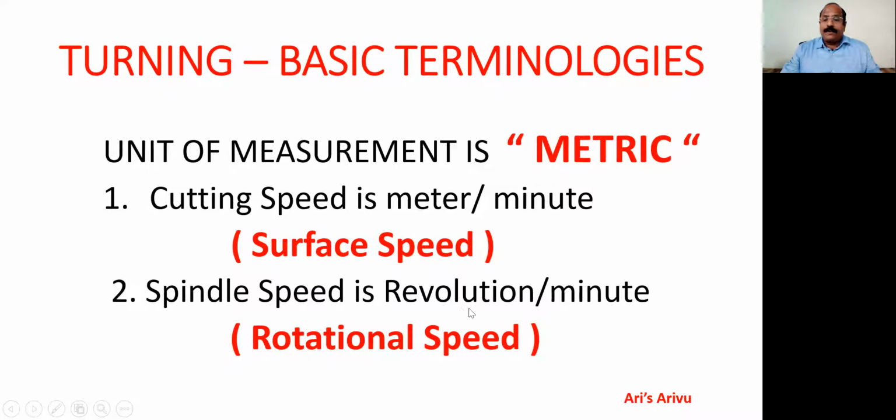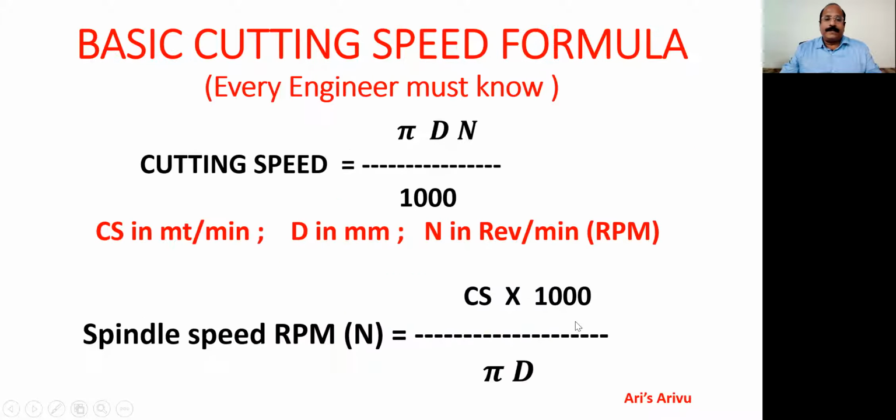Spindle speed is the one we have to set on the machine, which is the number of rotations per minute. So you have to calculate this and set it on the machine. This is the cutting speed formula which every engineer should know even if woken up at midnight. It is a very simple formula. Cutting speed equals pi D N by 1000.